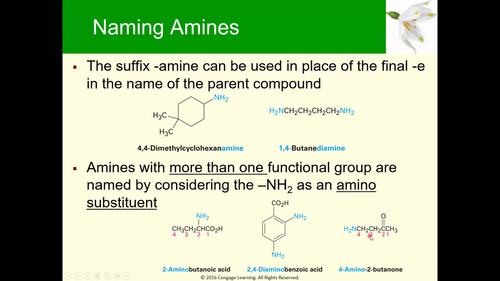Okay, and in this case, we've got, again, 4 carbons where a ketone group is on carbon number 2. So it's 2-butanone. But then on carbon number 4, there's that NH2, so it's 4-amino-2-butanone.